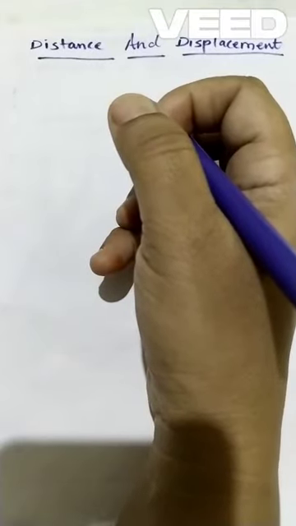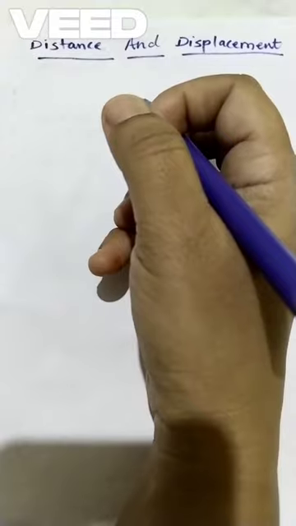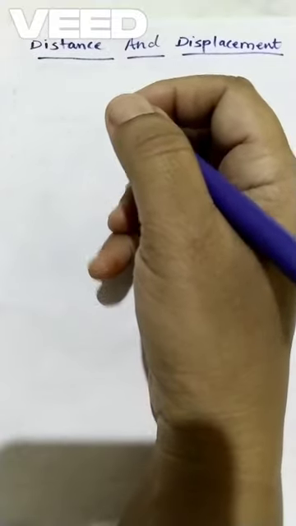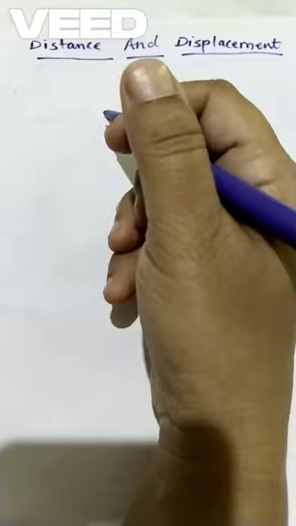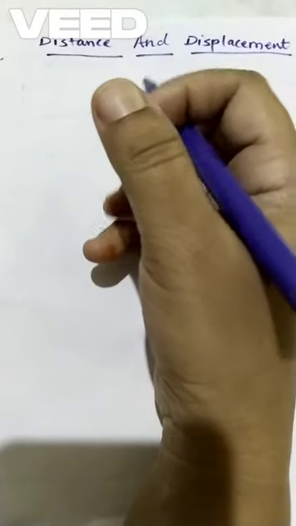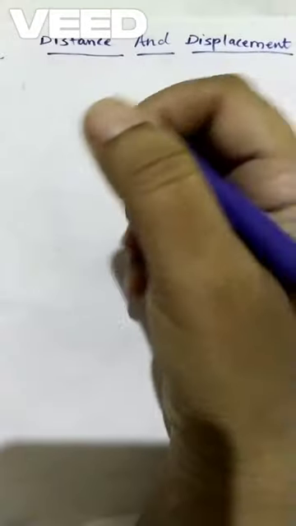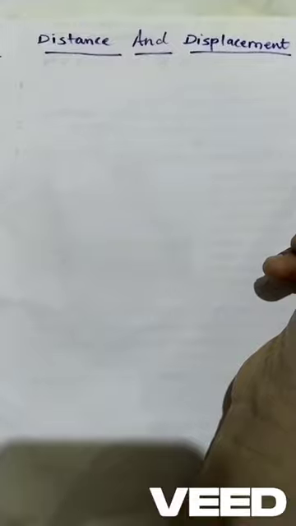So, physical quantities are classified into two types. One type is a scalar quantity and the other is a vector quantity. In the case of scalar quantities, the direction doesn't matter, while in the case of vector quantities, the direction of the parameter matters. We will discuss distance and displacement, where distance is a scalar quantity and displacement is a vector quantity.